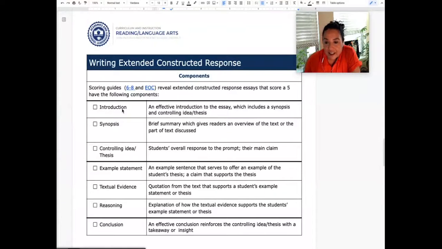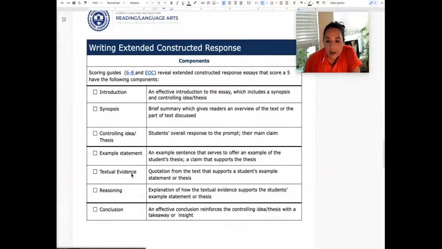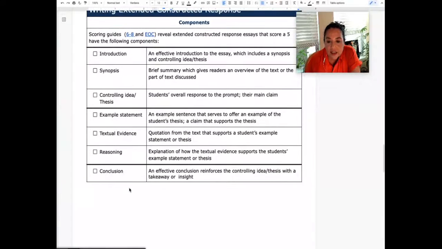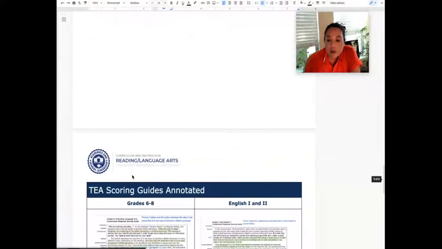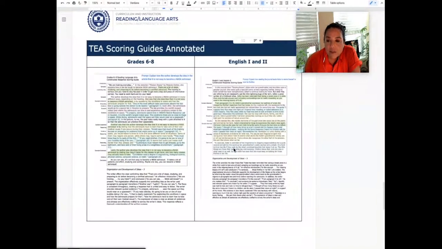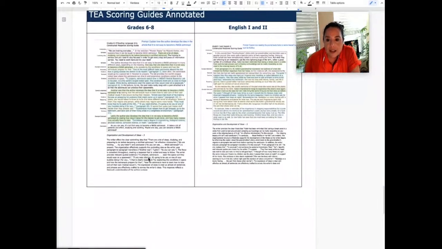So, pulling it all together, we've explored the components that we drew from the extended constructed response scoring guide student samples. You can see them here. We have them arranged by introduction to include synopsis, controlling idea, body paragraphs to include example statements, textual evidence, and reasoning, and finally a conclusion. Looking at those examples, those components as demonstrated by the scoring guides, helps us to have a clear path for how we're going to support students in writing these essays.